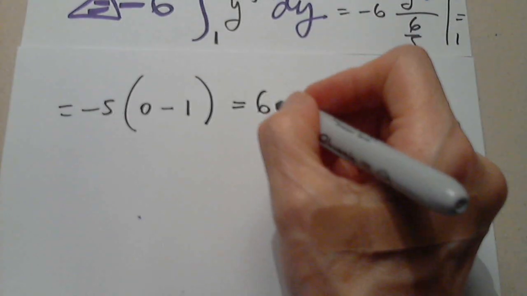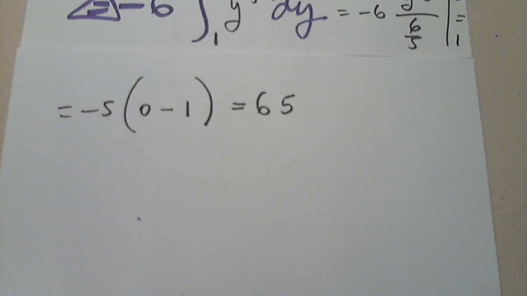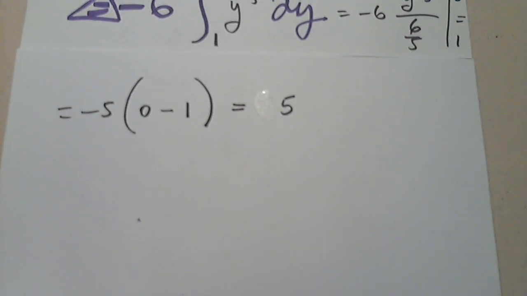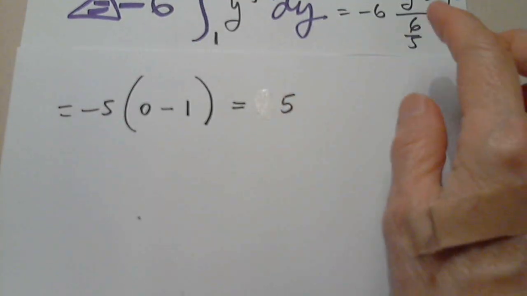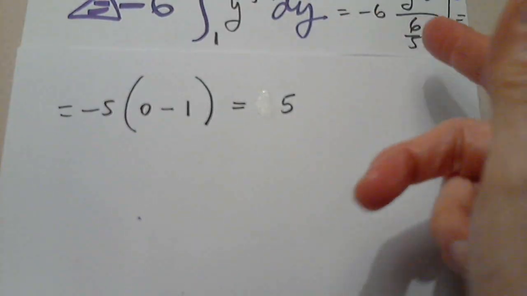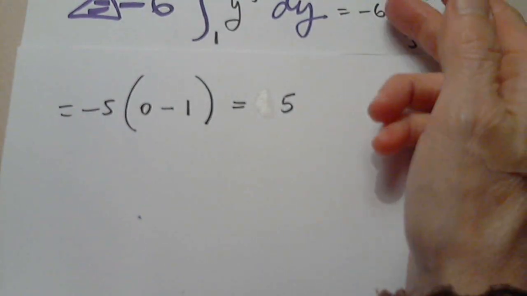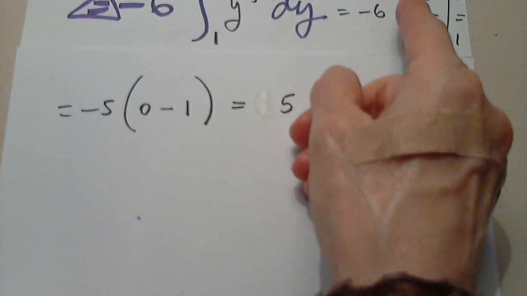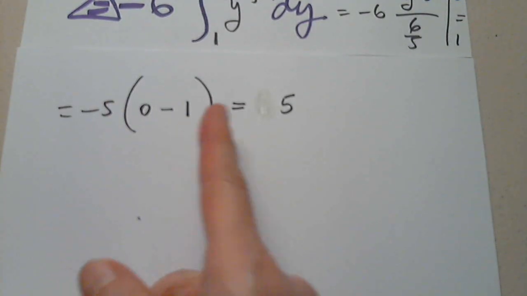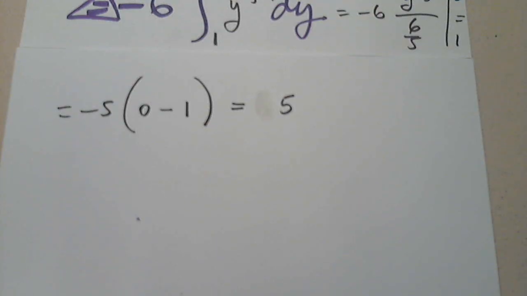So look at that. This is not what I meant to write. I meant to write 5, not 6. Good. -5 times -1. Again, I copied -6, but when I flip 5 over 6, the 6 simplifies and I only have -5. When I plug in 0, I get 0, but minus when I plug in the lower limit, I get 1. -5 times -1 is 5. Any questions?